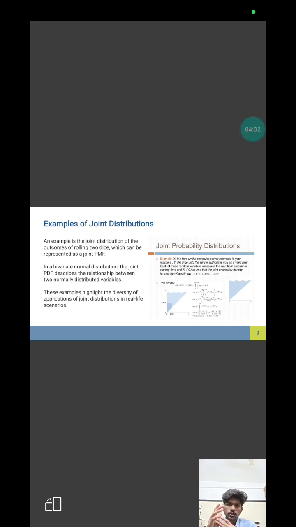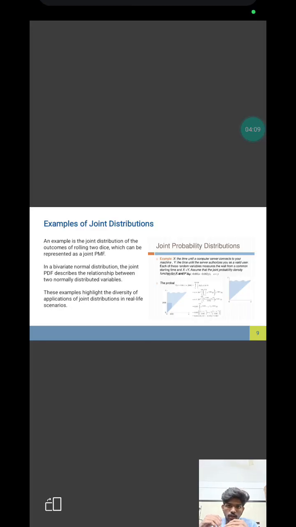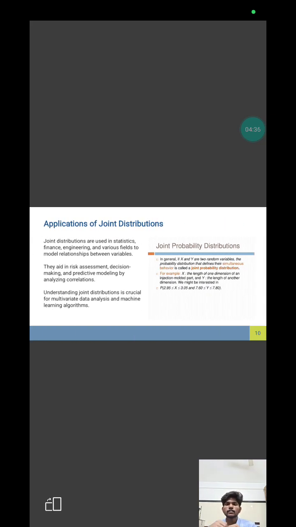Examples of joint distributions. An example is the joint distribution of outcomes of rolling two dice, which can be represented as a joint PMF. In a bivariate normal distribution, the joint PDF, probability density function, describes the relationship between two normally distributed variables. These examples highlight the diversity of applications of joint distribution in real life scenarios.